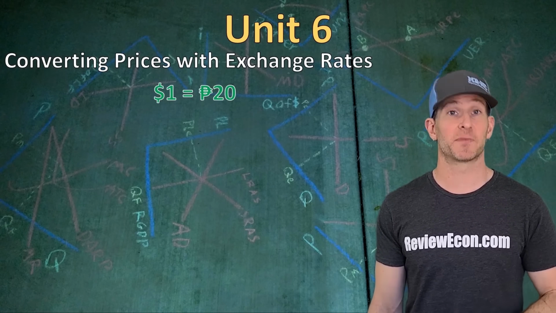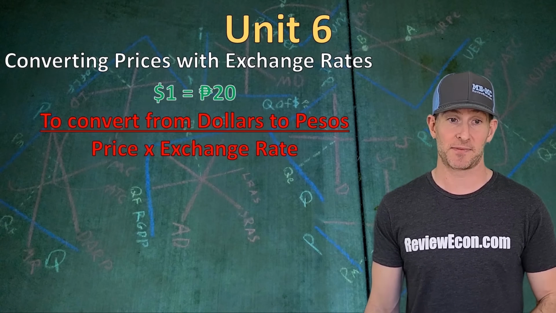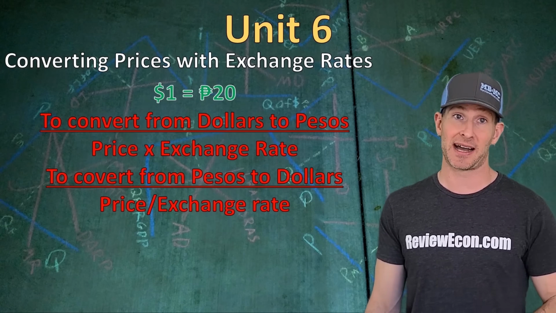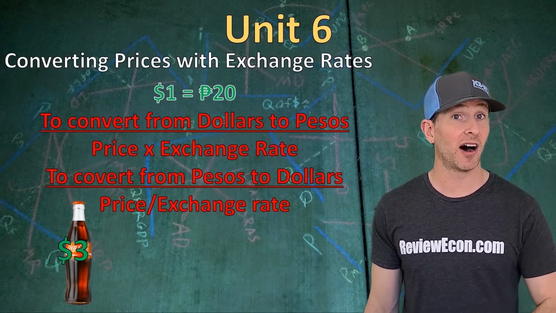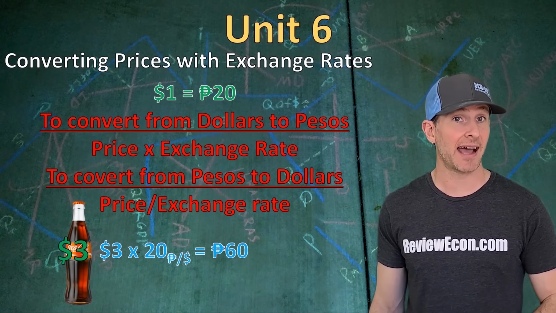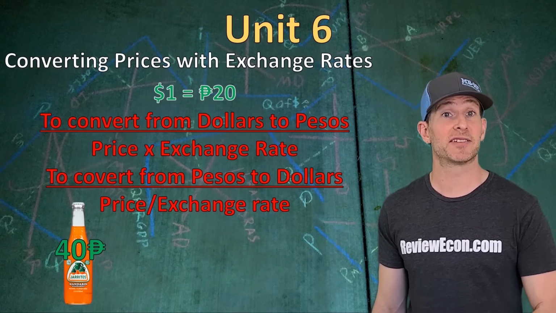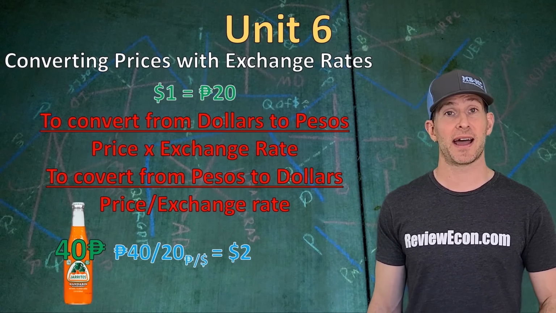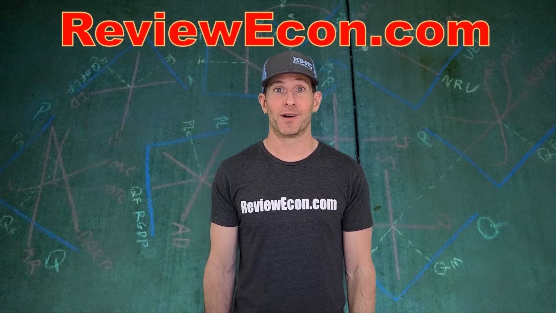To convert dollars to pesos, you will take the dollar price of a product and multiply that by the exchange rate. If you wanted to flip that around, you will take the price in pesos and divide it by the dollar exchange rate. So if we have a Coca-Cola made in the United States that is $3 here, what's the value in pesos? Plug in the numbers and do the math, and we see that that $3 soda is worth 60 pesos. If, on the other hand, we have a 40 peso soda from Mexico, now divide by that exchange rate, plug in the numbers and do the math, and we see that the value of that soda is $2 US. Whoa, there you have it.